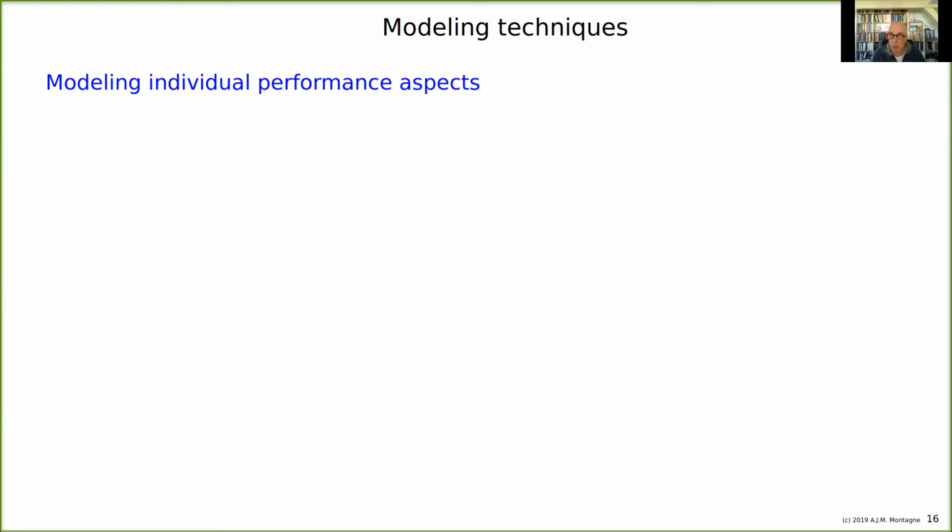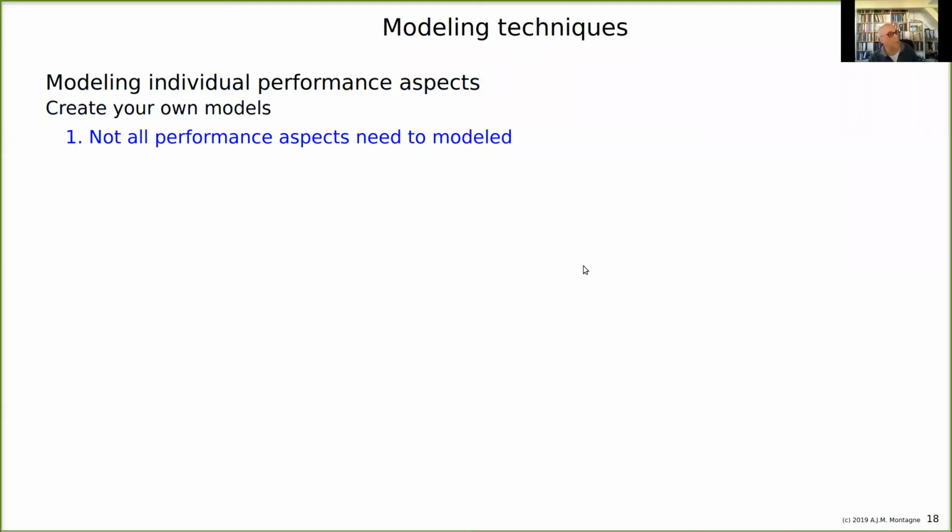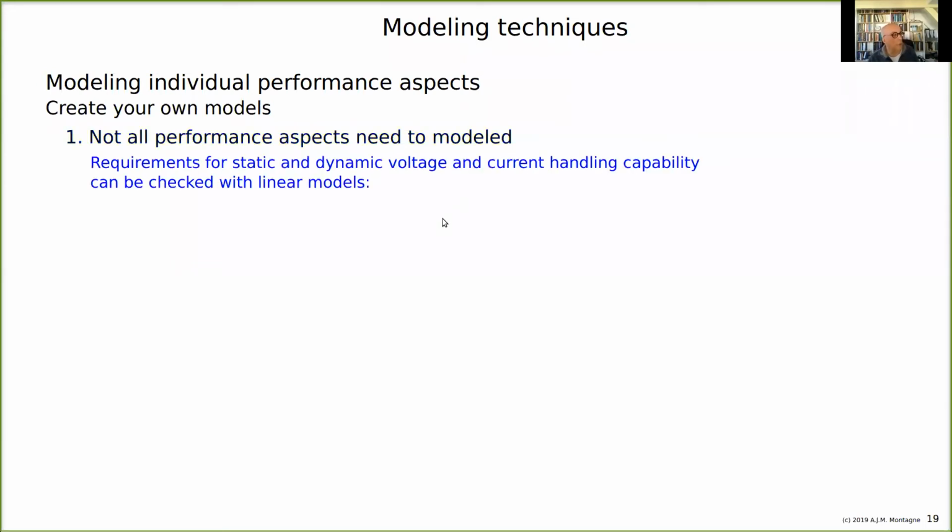So every performance aspect requires its own model, and then we can really design or find step by step the parameters that we need for our application. So we are going to create our own models, and there are a few examples that I want to give in this lecture. So first of all, why do we do this? I told you already, not everything needs to be modeled.